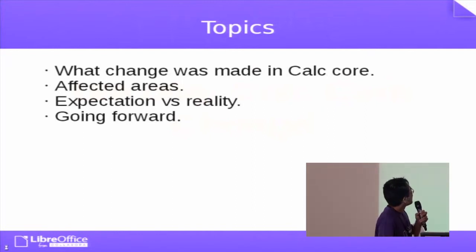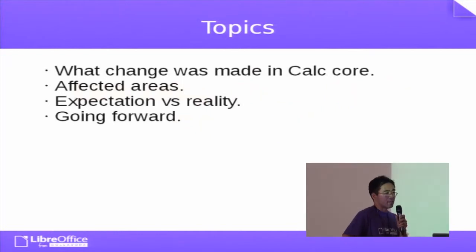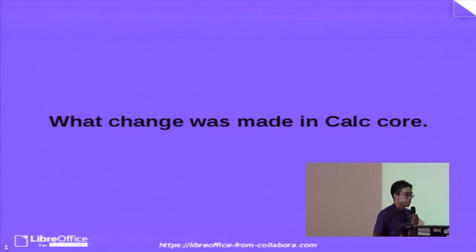Today, I'm going to talk about what change was actually made in Calc Core. I talked about this in the previous conference at Milan. So I'm going to just briefly go over what was actually done, and then move on to talk about what areas of Calc were affected by the change, and then what I was expecting to happen versus what actually happened in reality. And going forward, basically what we can learn from that, and what strategy we need to formulate going forward.